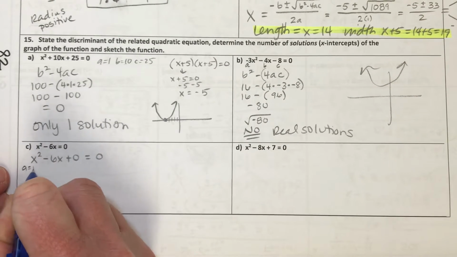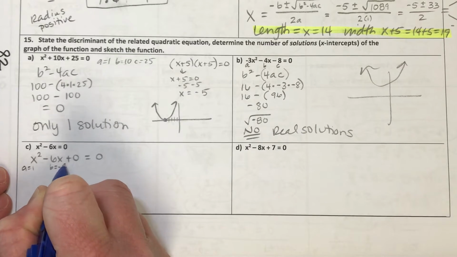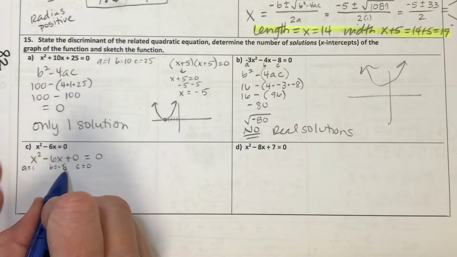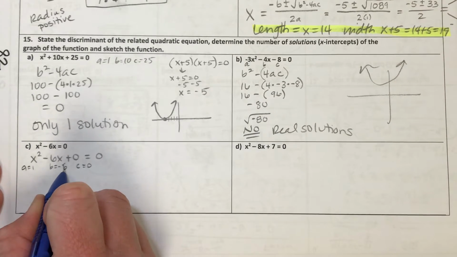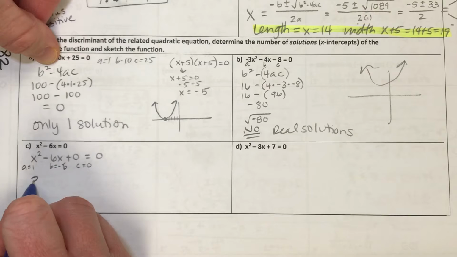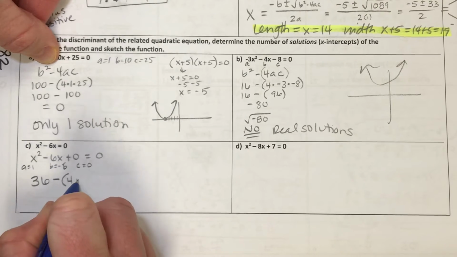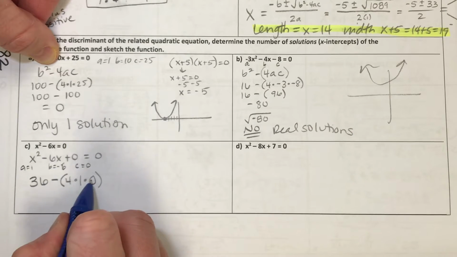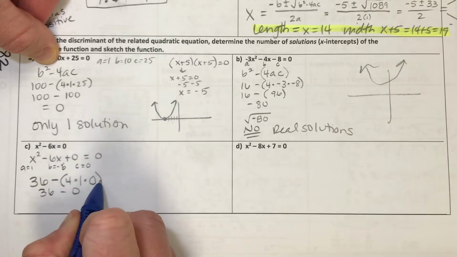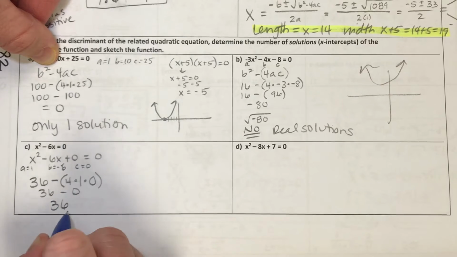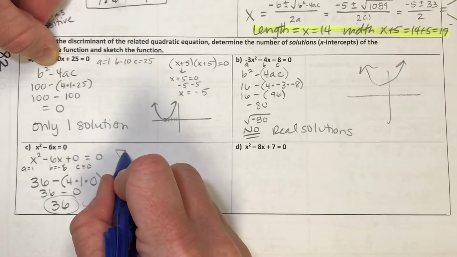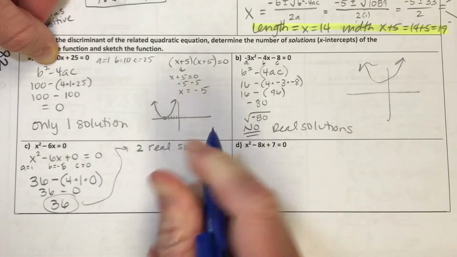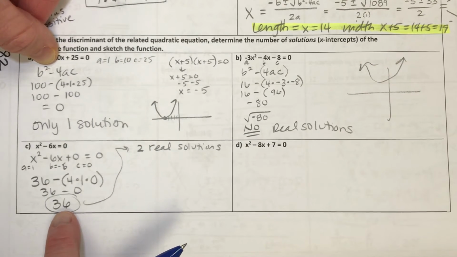Okay, now here I have x squared minus 6x plus 0. So my A is 1, my B is negative 6, and my C is 0, because there's no constant here. And so b squared, negative 6 times negative 6, and then minus 4 times my A times my C, which is 0, because anything times 0 is 0. I get 36. This is a positive, so I will have 2 real solutions. And this is a perfect square, which means I could have factored.